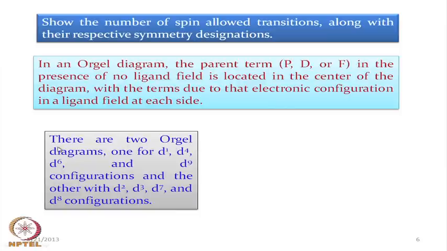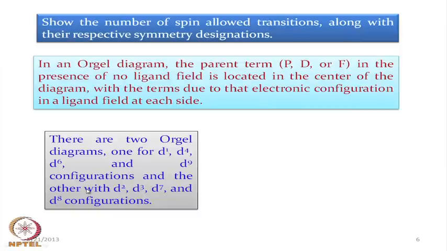So, there are two Orgel diagrams basically we can have, one for D1, D4, D6 and D9 configurations: D1 and its hole equivalent D9, and D4 and its hole equivalent D6, because for D1 and D9 and D4 and D6 we have the corresponding ground terms which are the same, those are basically the D terms.